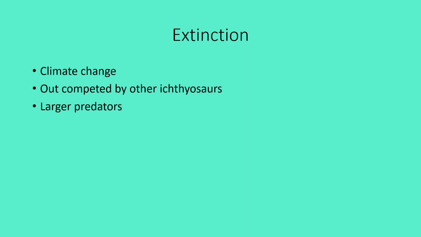Sharks had a really big population. Of course, there were other marine reptiles around. You had your first nothosaurs that were starting to appear, but ichthyosaurs were the dominant marine reptiles during that time in the Triassic. And so, yeah, it's mostly climate change.